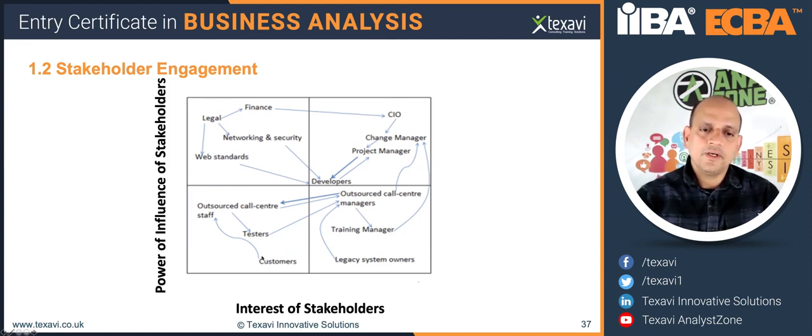Whereas the people in the other quadrants, training managers and things like that, call centers, testers, customers, could potentially come here because it's not really developed yet. So that's why you just don't worry about it. But once you have got that, then your training manager, legacy system owner, all of them, you try and understand and keep them informed about what's happening.